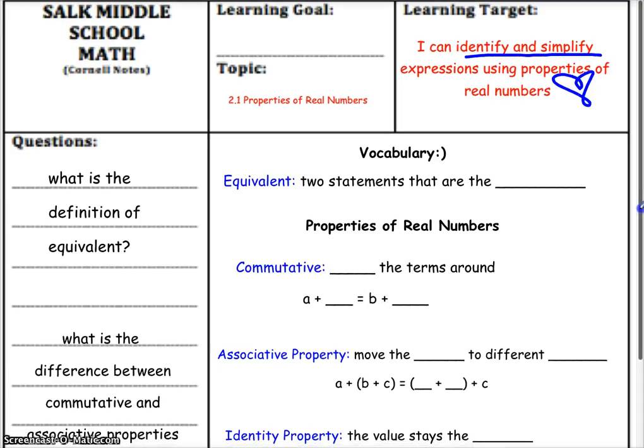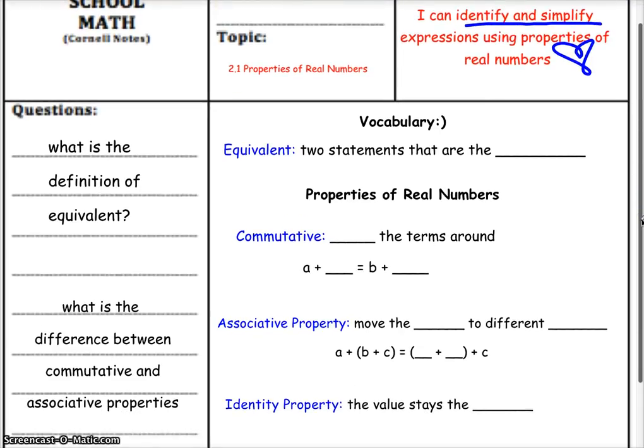Okay? So, the thing with properties is it all is formed by what is equivalent. And equivalent means two statements that are the same.